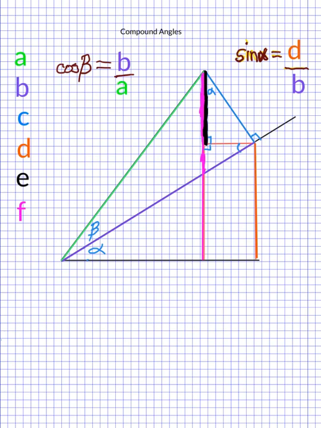It's kind of neat that it went like that, because if you notice there's a B on the bottom here, and there's a B on the top here. So there's something cool. If you were to ever multiply sine of alpha times the cos of beta, that would reduce really nicely. It'd be D over B times B over A. The B's would cancel, and you would just simply get D divided by A.